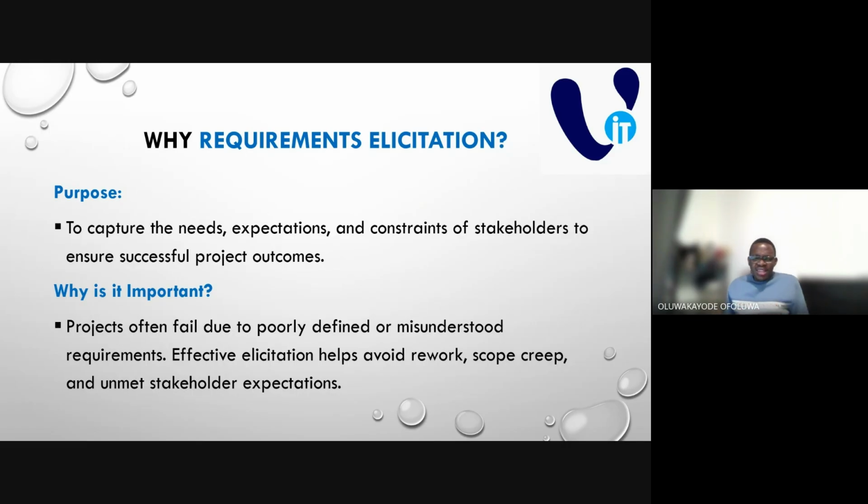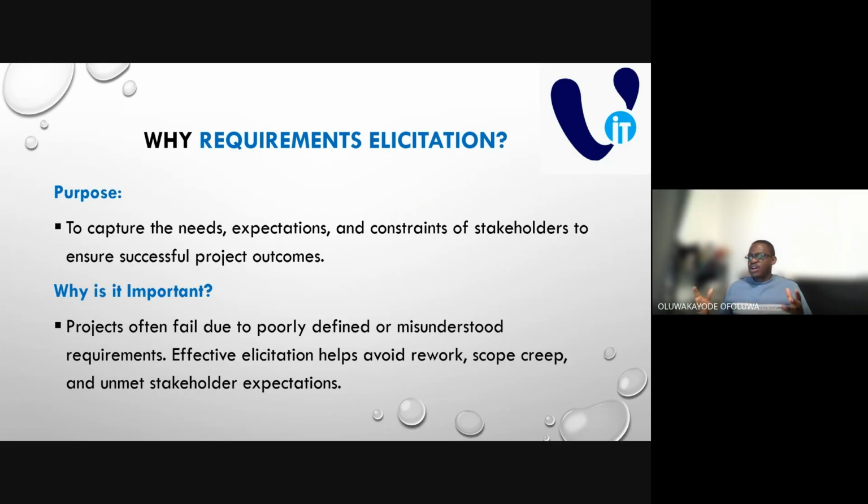So why is this thing called requirement elicitation even important? Why is it important? Projects often fail due to poorly defined or misunderstood requirements. Effective elicitation helps to avoid rework, scope creep, and unmet stakeholder expectations. That's what requirements elicitation helps us to do.